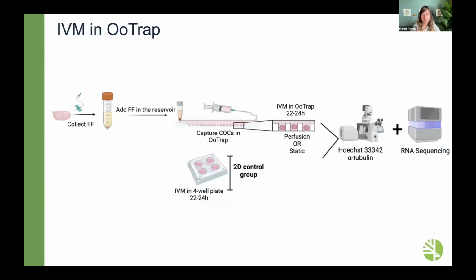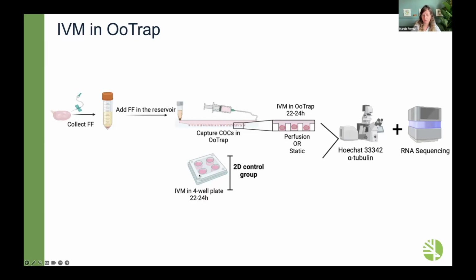So we did in vitro maturation in the oocyte trap. As I said, we collected the follicular fluid from ovaries from bovine from the slaughterhouse. We added them in the reservoir. I will show you a video of how we do that. And then they were trapped. And then we did in vitro maturation inside the oocyte trap under perfusion, 20 microliters per hour, or static.